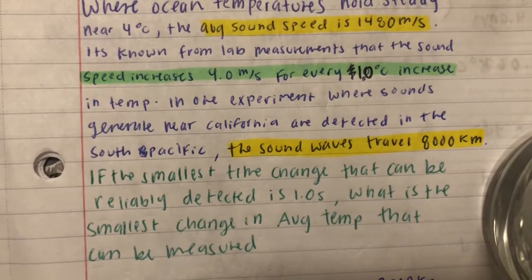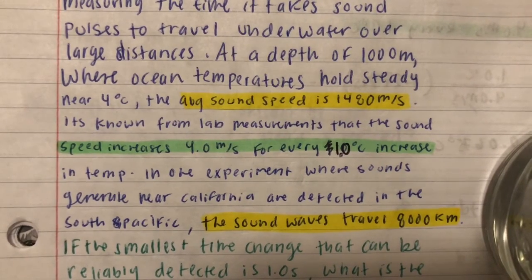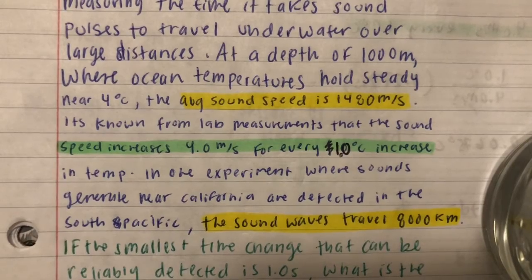So that is our actual question. If the smallest time change that can be reliably detected is 1 second, what is the smallest change in average temperature that can be measured? Okay, so I just highlighted what's going to be important here, which is the average sound speed, the speed increase per degree, and the distance the sound wave travels.